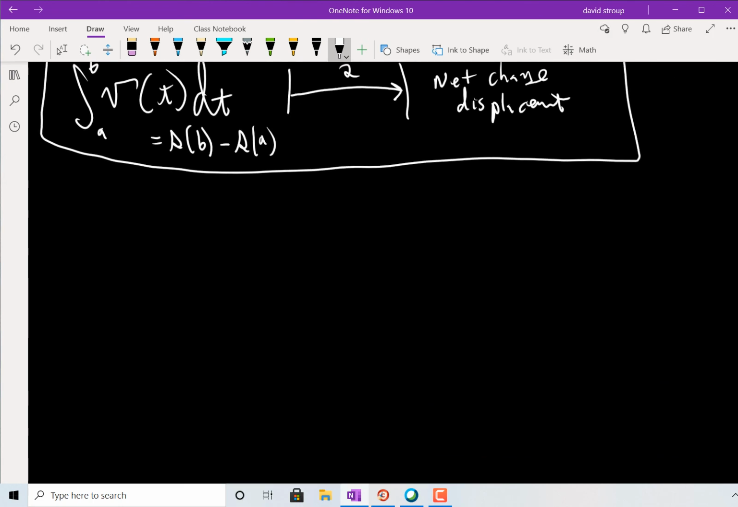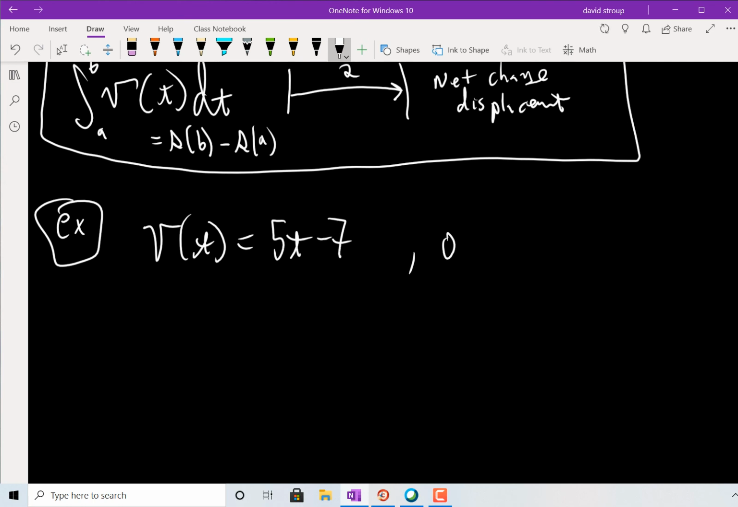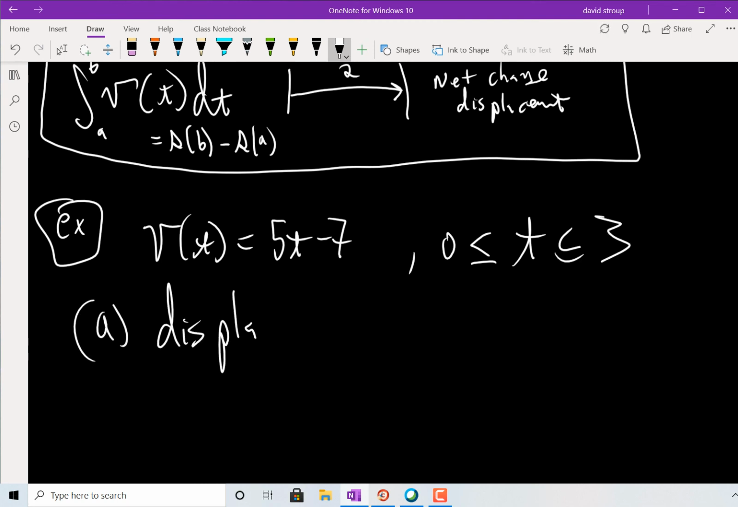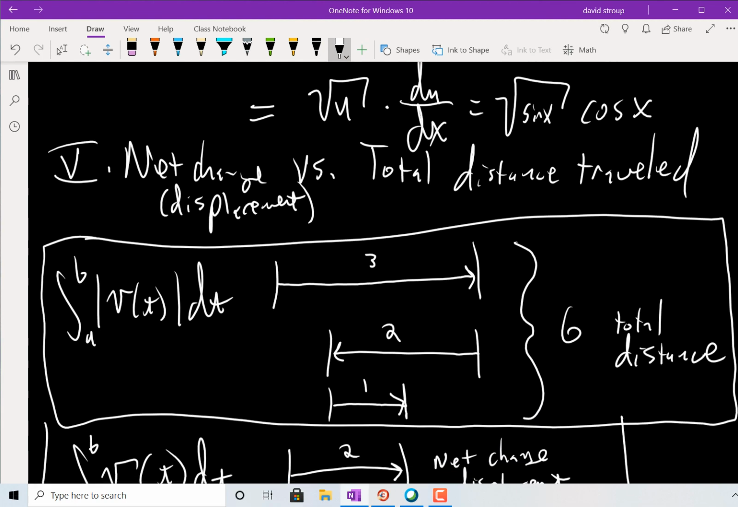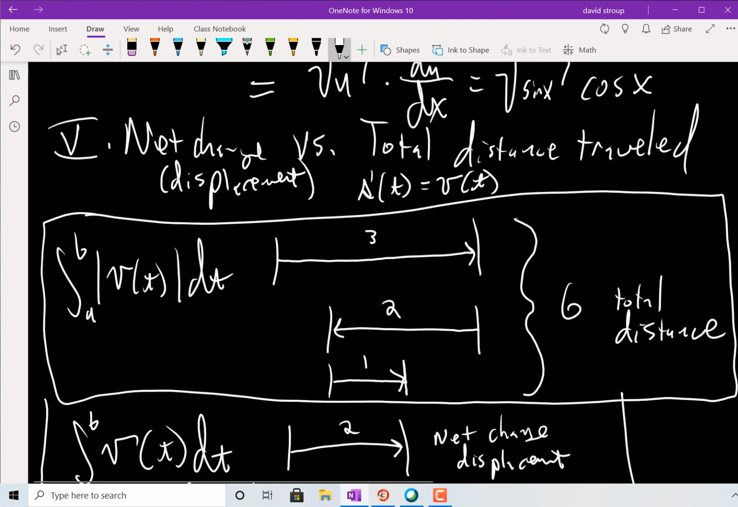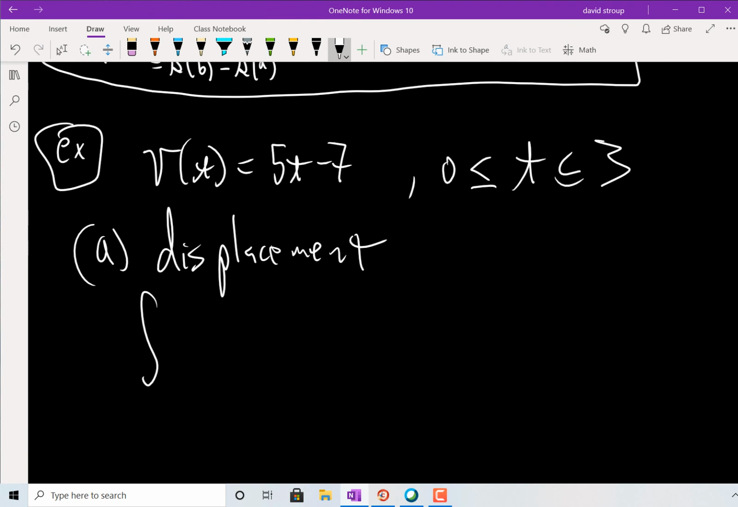Okay, so let's take a look at one of these examples. They're giving us a velocity function of 5t minus 7, over the interval from 0 to 3. The easy part, part A, is to first find the displacement. If you don't remember, position is s of t, and if you take the derivative of position, you get back to velocity. If you integrate velocity, you get back to position. Hopefully that is clear now.